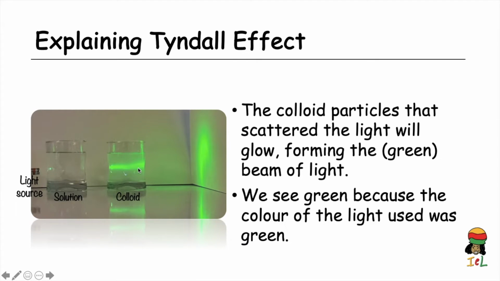Note that we are seeing green in this particular case because the light source is green in color. So whatever color light you would use, or laser pointer you would use, you will notice the beam having that particular color. Now we know that the light is scattered because of the broad green spot now observed on the surface opposite to the light source instead of the small green spot.